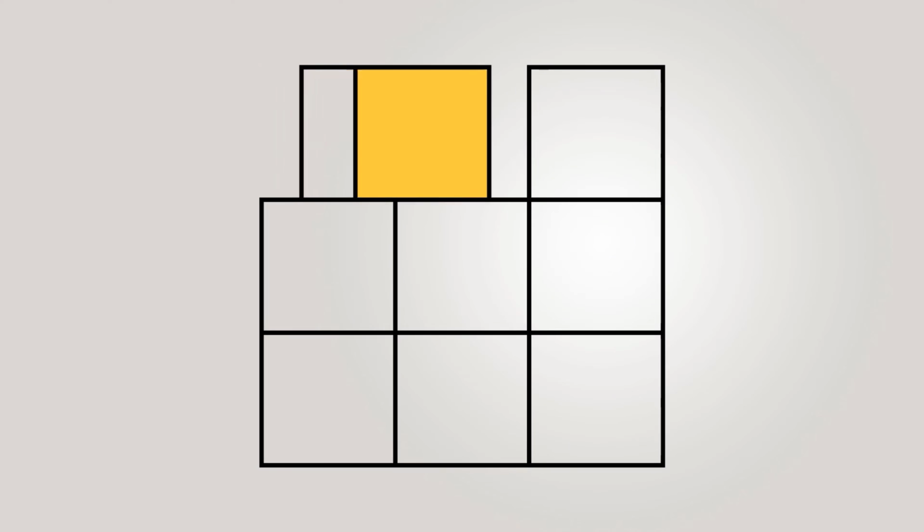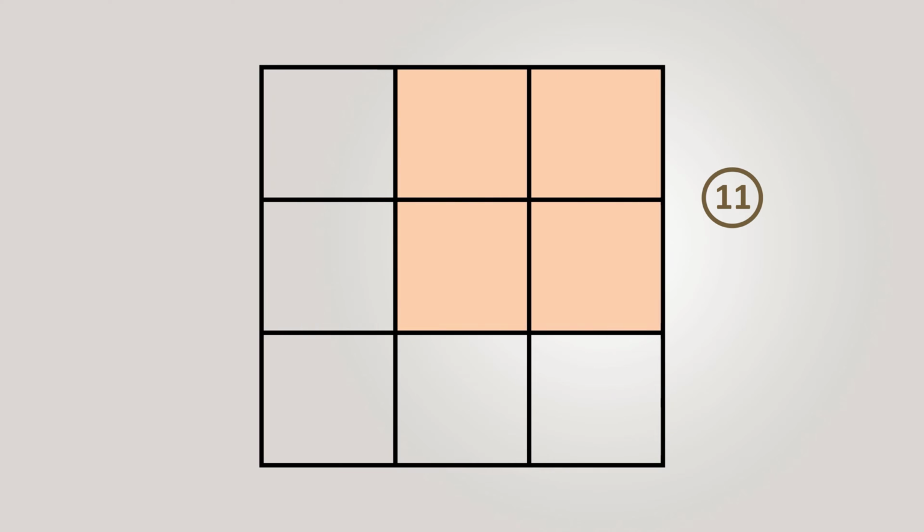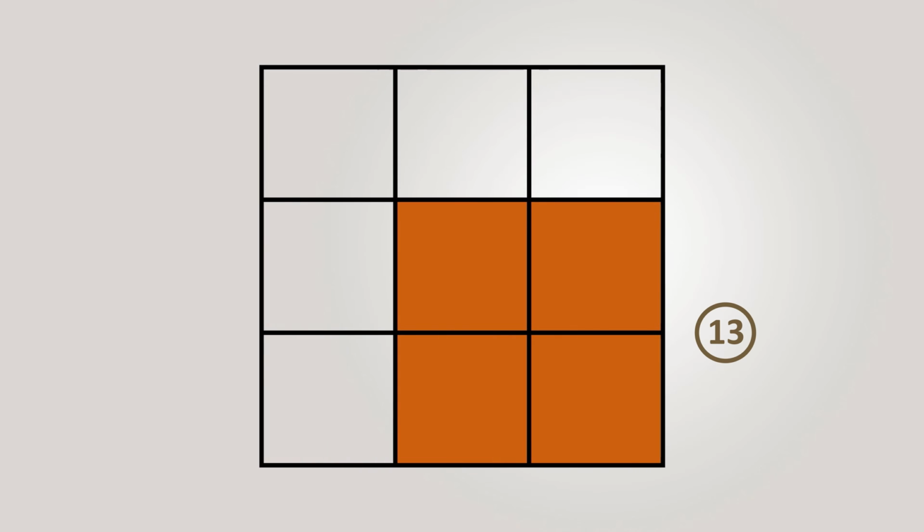There are 9 small squares. 1, 2, 3, 4, 5, 6, 7, 8, and 9. Even though small squares are easy to see and identify, let's look at the medium-sized squares. There are 4 of them. Number 10, number 11, number 12, and number 13.